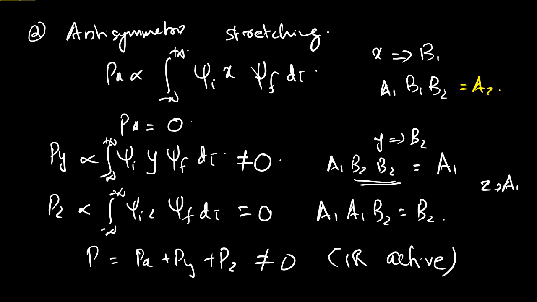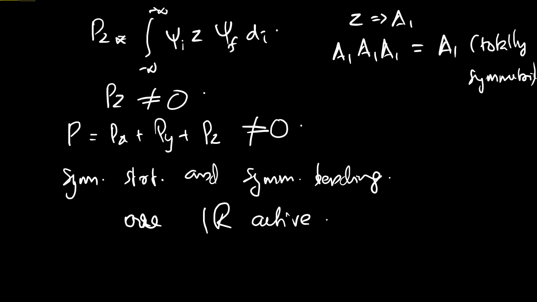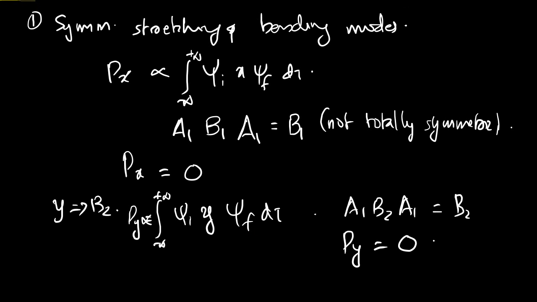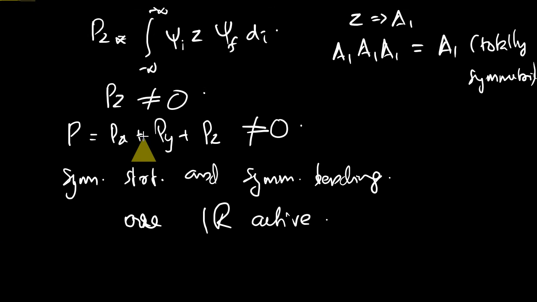See the previous case, when we checked the symmetric stretching and bending. In that case, Pz was a non-zero value, while Px and Py were 0. Now you look at the character table. In the case of Pz, Z is the operator, the transition moment operator.